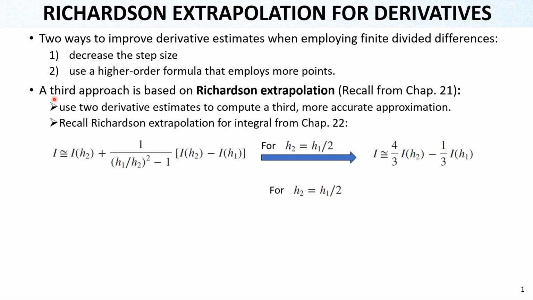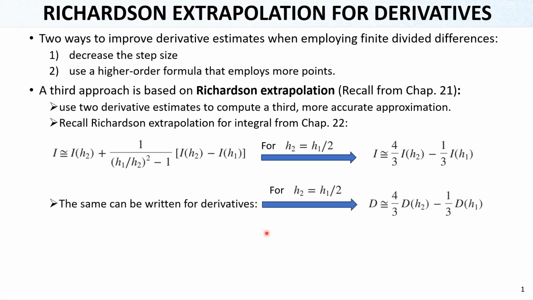Instead, the third approach is Richardson extrapolation. Use two derivative estimates to compute a third, more accurate approximation. And remember it from the integration formulation in chapter 22 or 21. Integration is basically just this formulation when we have two different step sizes and two different estimations of integration for those step sizes. And the result was like this, and for h2 equals h1 divided by 2, like this.